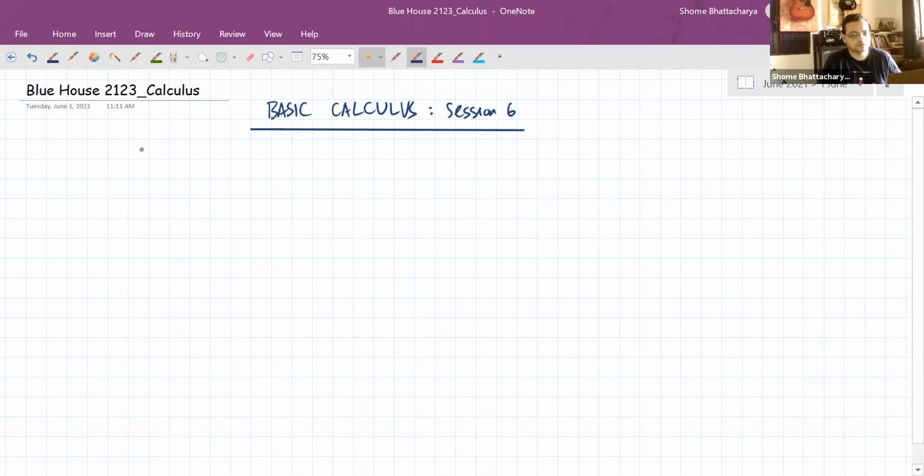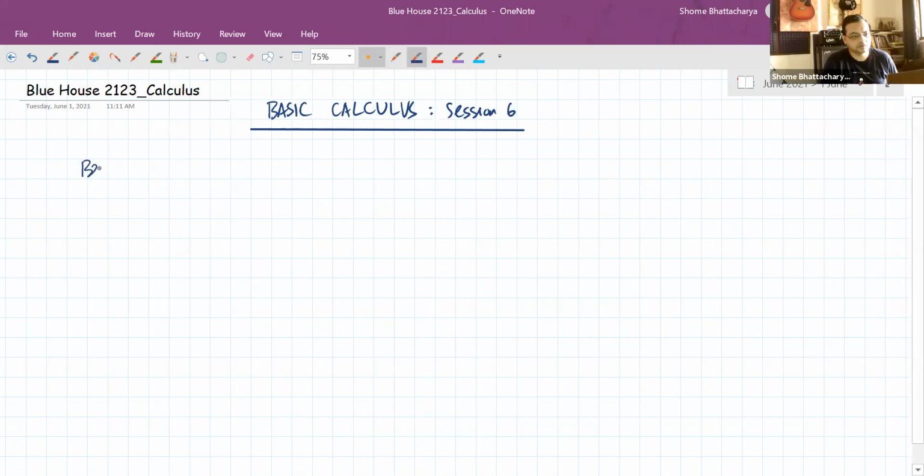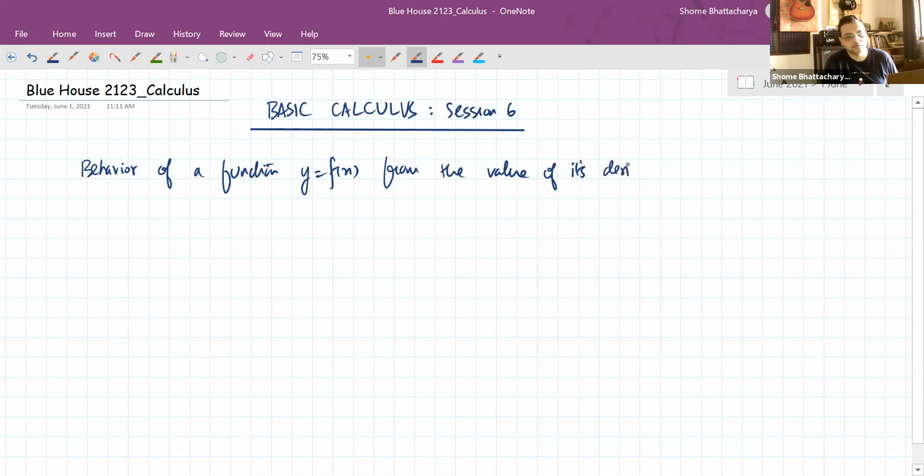Okay. So one of the things that we were looking at in the last lecture was behavior of a function from the value of its derivative, dy by dx, which in short form we also call f prime x. So what we understand about the behavior of a function from the value of its derivative, which is also in a sense the application of differentiation.